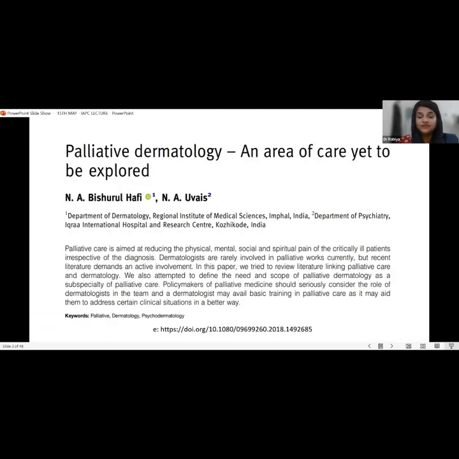Now, palliative dermatology is a very new area. It is an area of care yet to be explored. This study by N.A. Bishrul Hafi says that dermatologists are very rarely involved in palliative care, but the recent literature demands their active involvement because palliative care is aimed at reducing the physical, mental, social, and spiritual pain of all critically ill patients, irrespective of the diagnosis. So there is a need for active involvement of palliative dermatology in dermatological OPDs.